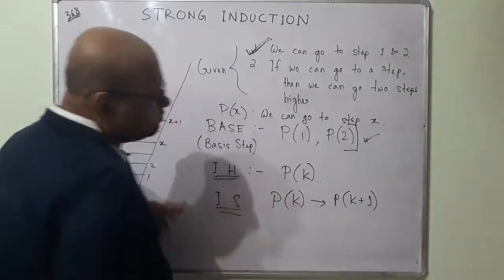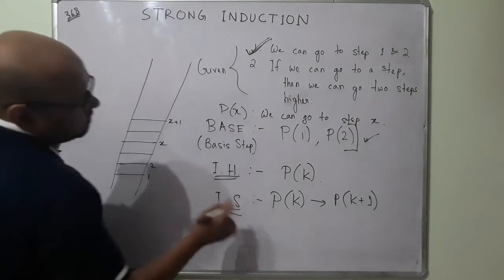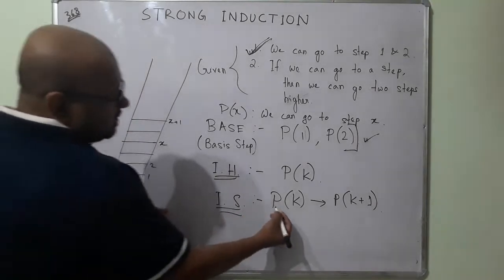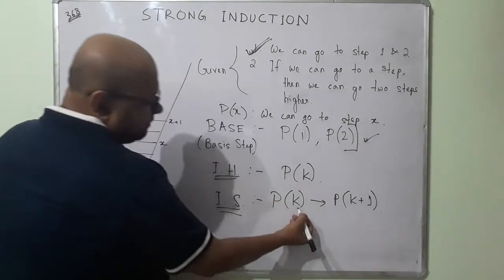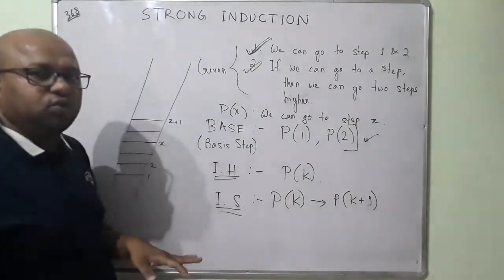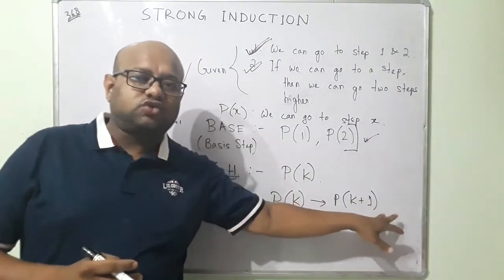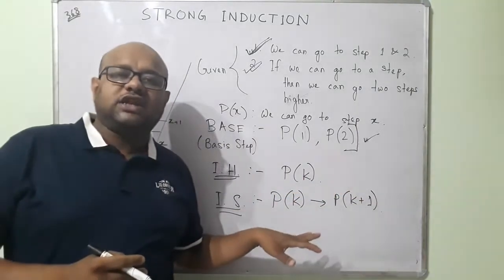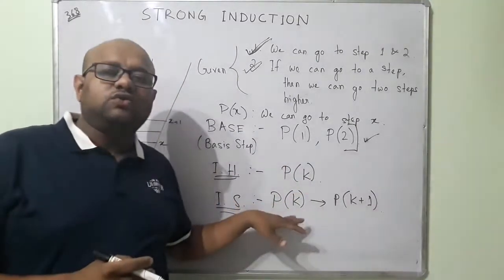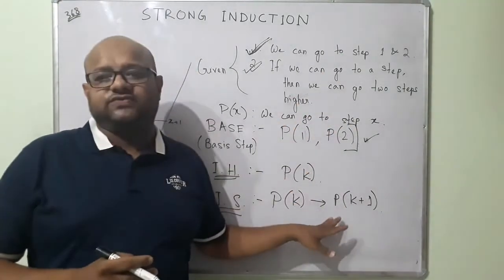Then we would have assumed some inductive hypothesis, and then we would have proved this inductive step. But the problem here is that there is no way we can prove this inductive step. If we can go to step K, then statement 2 tells us that we can go to K plus 2. So we know if we can go to step K, we can go to step K plus 2, or if we can go to step K minus 1, we can get to step K plus 1. But there is no way to prove that if I can go to step K, I can go to K plus 1. We don't have information to prove this fact.